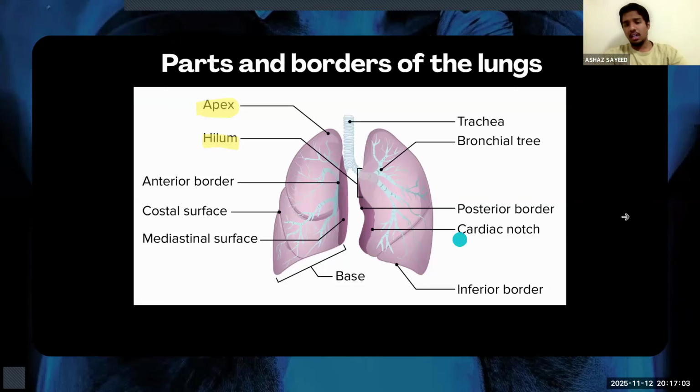That's your hilum. Now you have your costal surface. Costal surface basically means the surface of the lung which is towards your ribs. Mediastinal surface is the exact opposite, the surface towards your heart. So costal is the outer surface, mediastinal is your inner surface. Now the base is also known as the diaphragmatic surface because this is the part which sticks to the diaphragm. Now the cardiac notch, cardiac impression, lingula, all of these, same thing. Now the inferior border is just the lowest part of the lung.